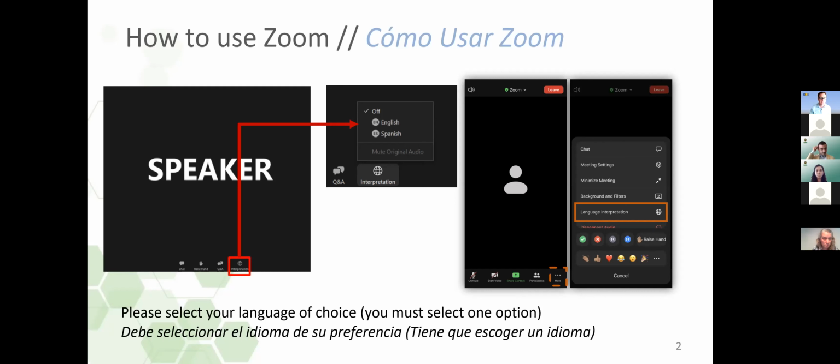If you're on your laptop, please locate the icon that is shaped like a globe at the bottom of your screen. Click on language interpretation and then select English. If you're on an iPad or a smartphone or a similar device, then locate the three-dot menu on the right corner of your screen. Then click on interpretation options and select Spanish.